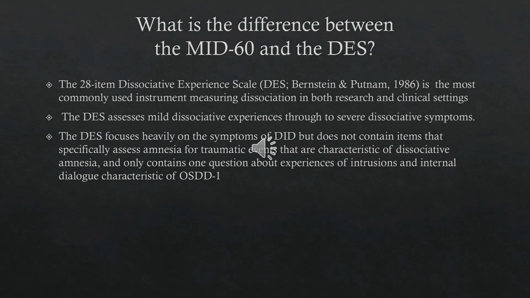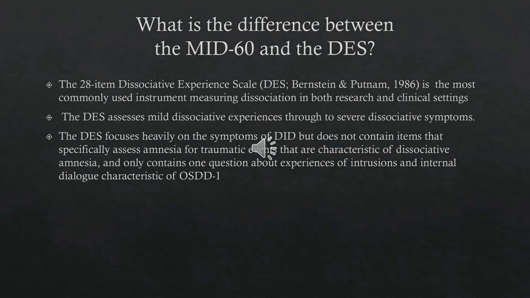But what it doesn't do is look at the amnesia that's more found in dissociative amnesia, where people cannot recall all or part of a traumatic event or traumatic events or the events around that. And it doesn't look at the experience of intrusions that we've just been discussing that the MID-60 does so well.